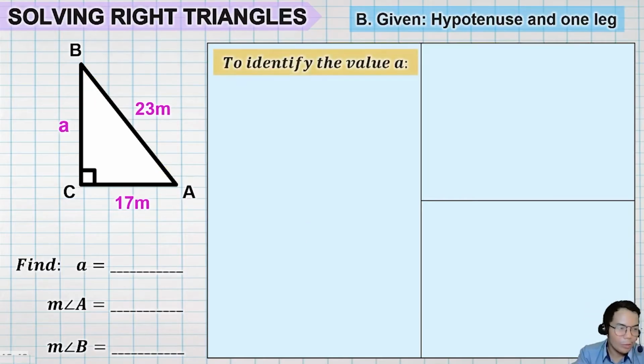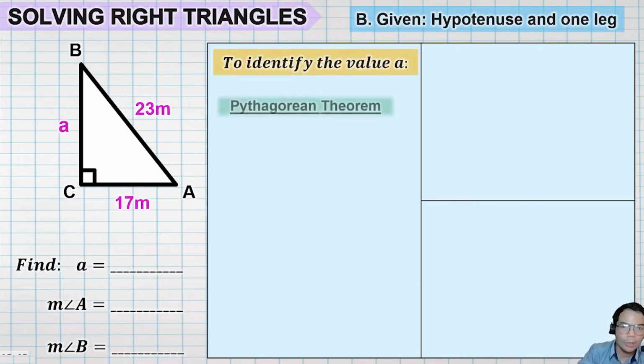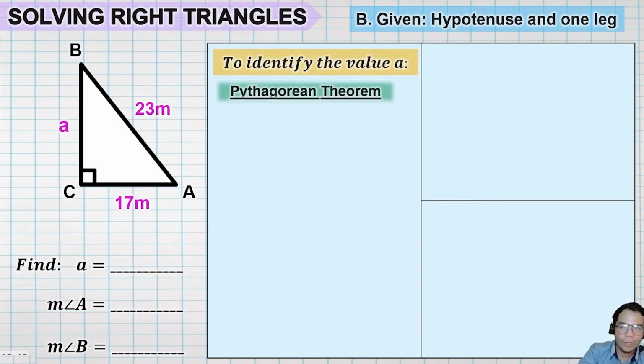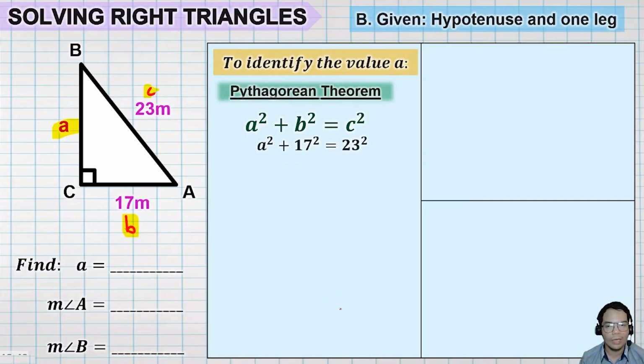So, the same as what we were doing a while ago, we will also use Pythagorean theorem in solving for the measurement of one of the legs or the unknown leg, which is A. So, since A na yan, gawin natin siyang A since leg din naman siya. And then the other leg, we can name it as B and our hypotenuse 23 meters as C. Substitute the values. Ayan, so a squared kasi nga unknown si a, and then the value of b is 17, so we have 17 squared. And then the value of c, which is 23, therefore we'll have 23 squared.